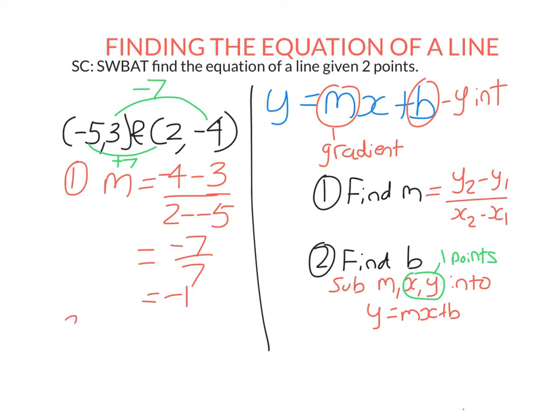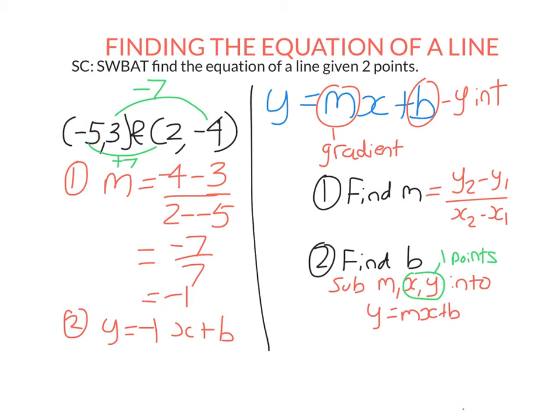Now what we're going to do is take our equation y equals mx plus b, and we're going to substitute. So I'm going to substitute m, the value I just found, minus 1. So I have to substitute a value for x and y. They come from either point. It doesn't matter if it's this one or this one. I'm just going to choose this one, but it wouldn't matter if I chose the other one.